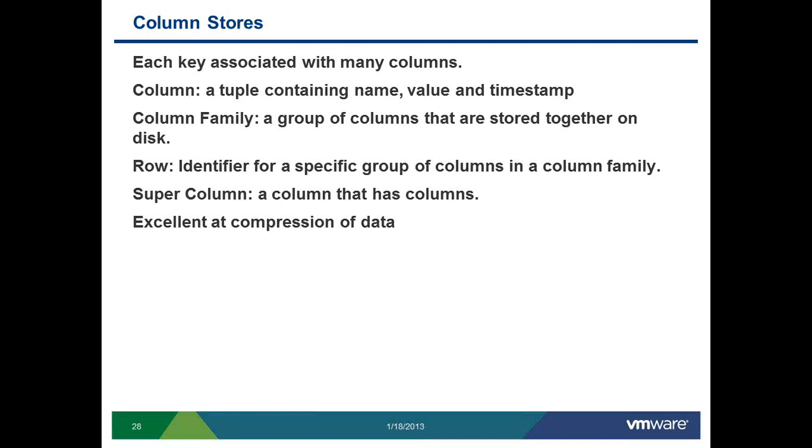And then there is a super column also, I think Cassandra talks about it. This is a column that has multiple columns, of course. And one of the major important features of columnar stores is that they offer excellent compression of the data, because you are storing column-wise data, and based on the data sparsity, the compression might be better.